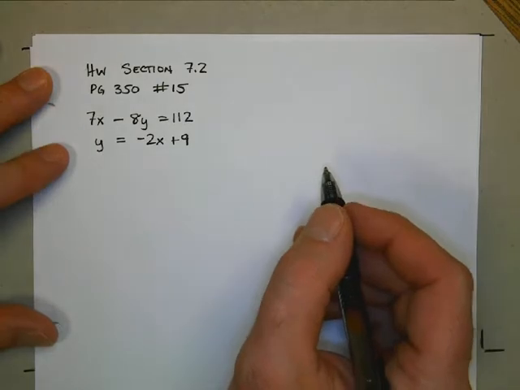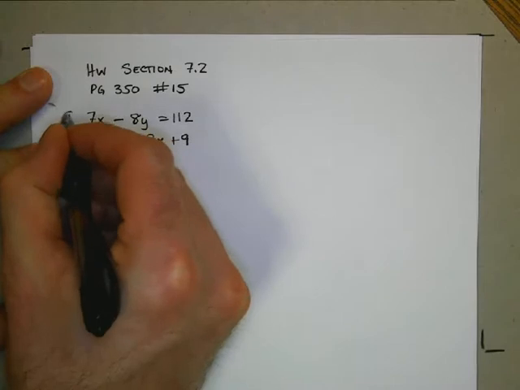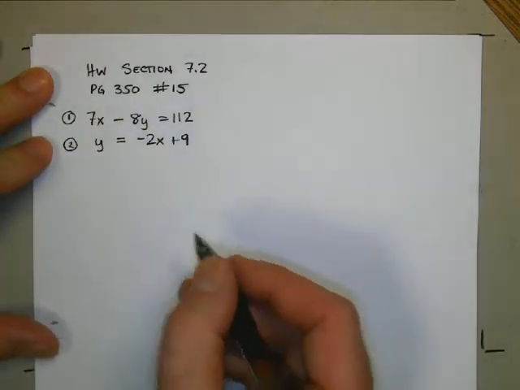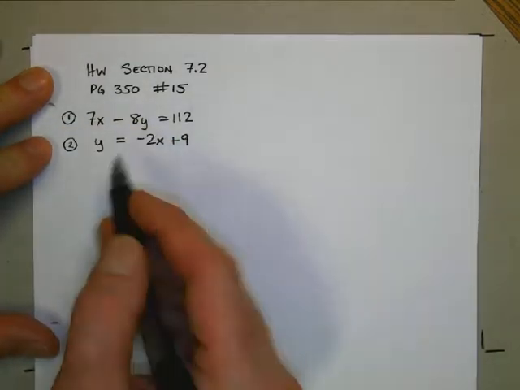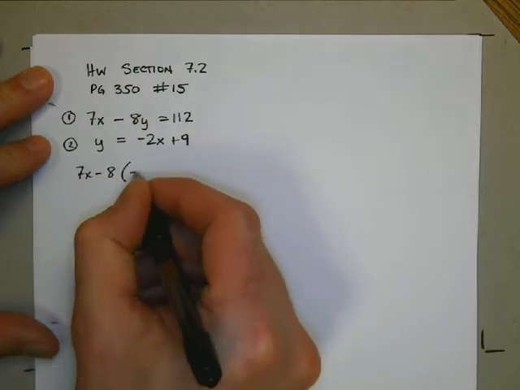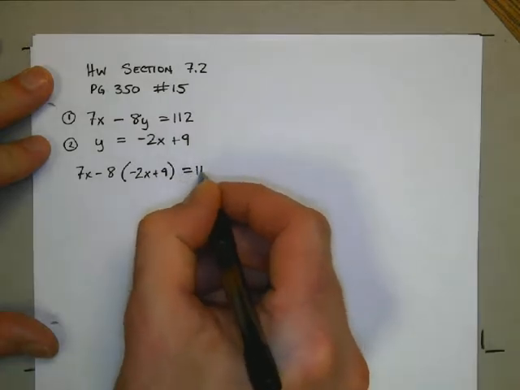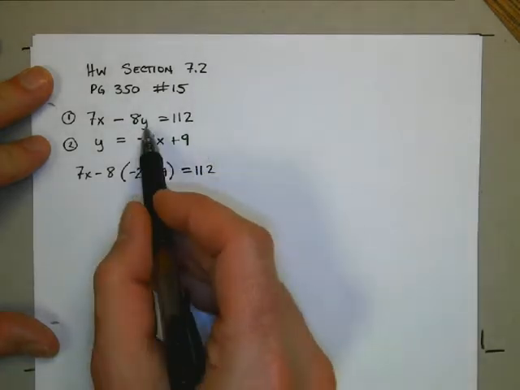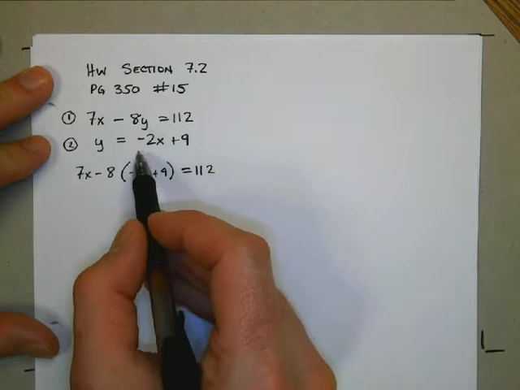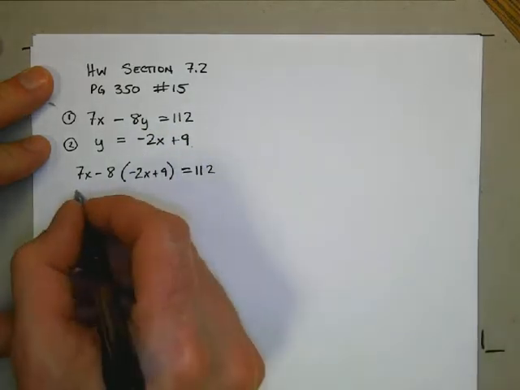Because the second equation has y already solved by itself, we're going to use that equation to substitute into the first equation for the value of y. That will give us 7x minus 8 parentheses negative 2x plus 9 equals 112. So we replace the y value in the first equation with the value of y right there.